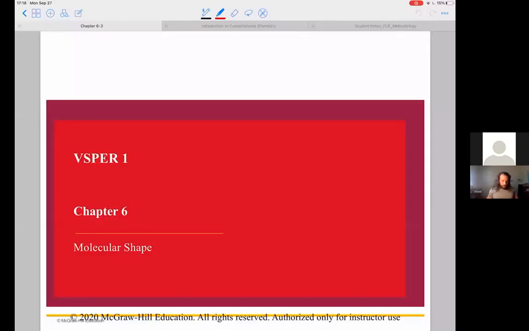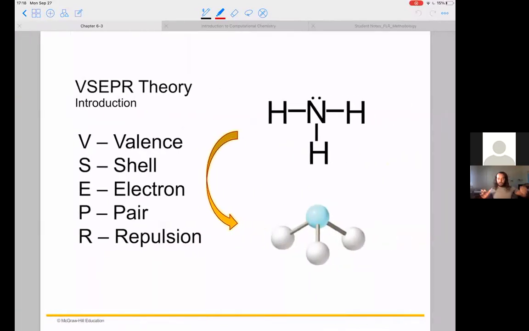All right, so now we're going to talk about VSEPR theory. VSEPR is a very fancy name: valence shell electron pair repulsion. It's a fancy way of saying that what we're going to be doing is going from our Lewis structures that we just learned how to draw.